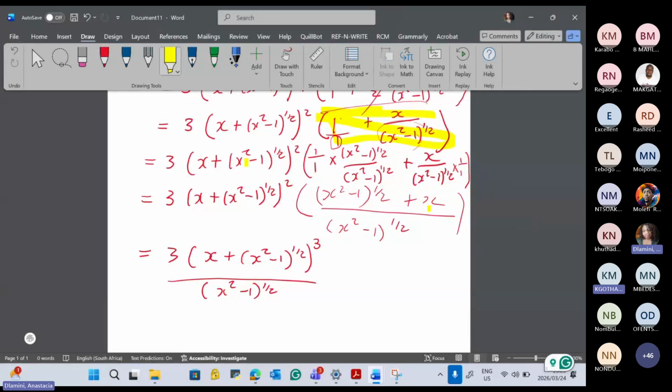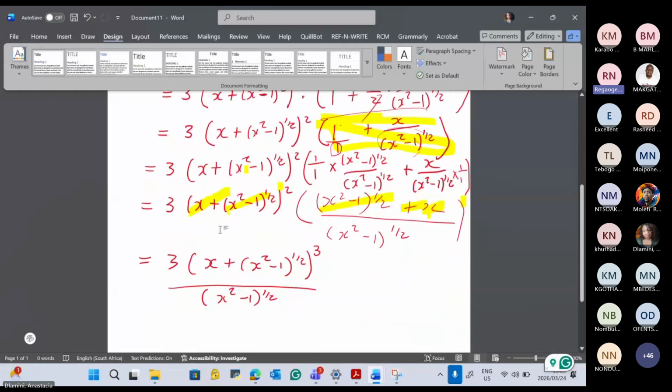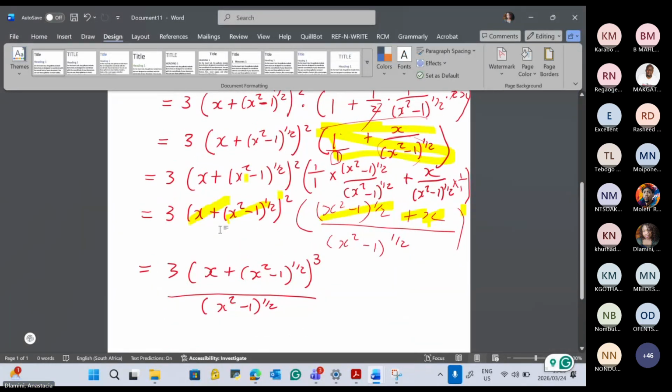It's because when I simplified this part here, I got x plus x squared minus 1 to the power of half, which is the same as this one, x plus x. So it's to the power of 3. Oh, okay. I was confused. It was swapped around. That's what got me. Okay, I see. So that's the first derivative. I'm still lost, ma'am. Please, can you reiterate that?